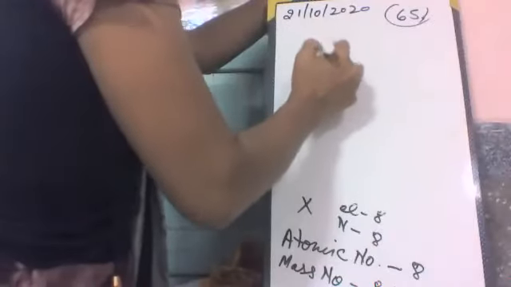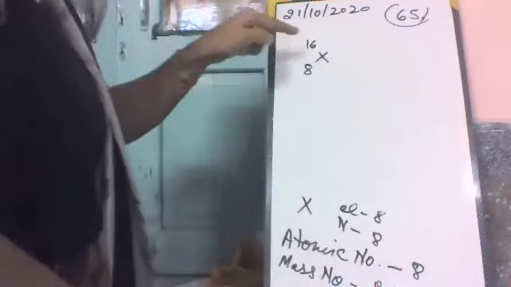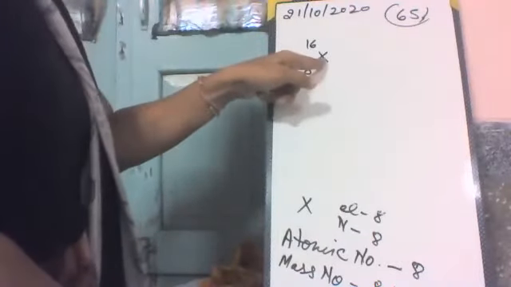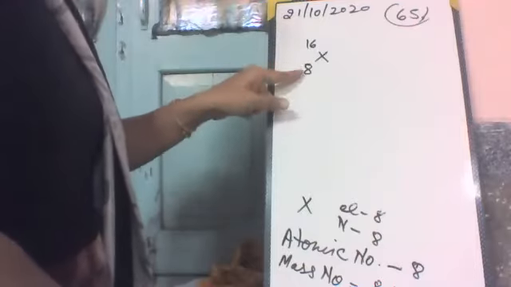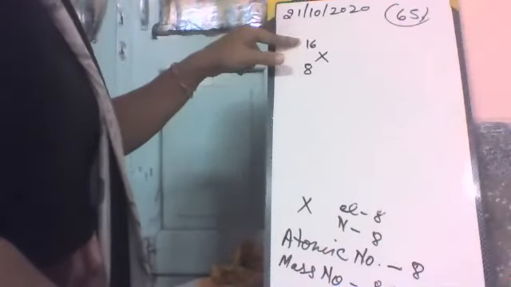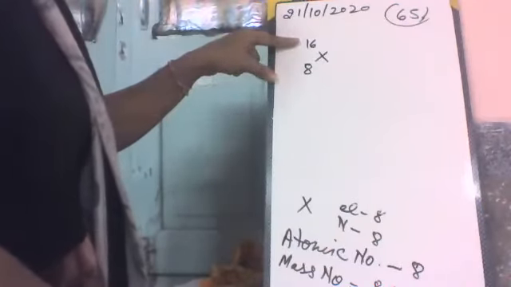This is the symbol of the substance X, with 8 at the bottom and 16 at the top. This represents the atomic number and this represents the atomic mass. Done? Yes, ma'am. Okay.